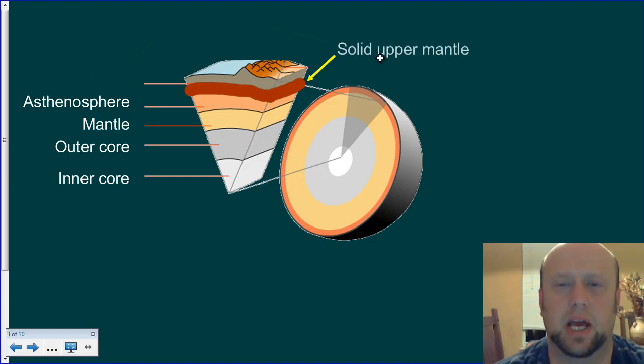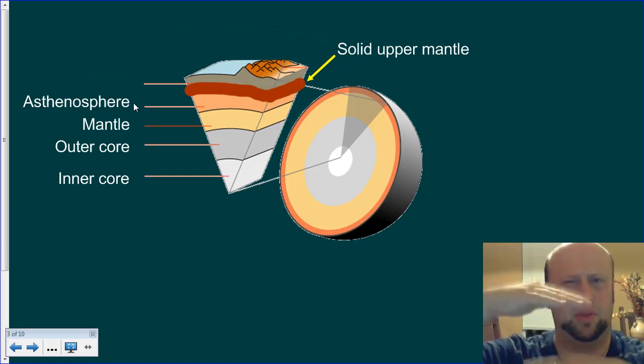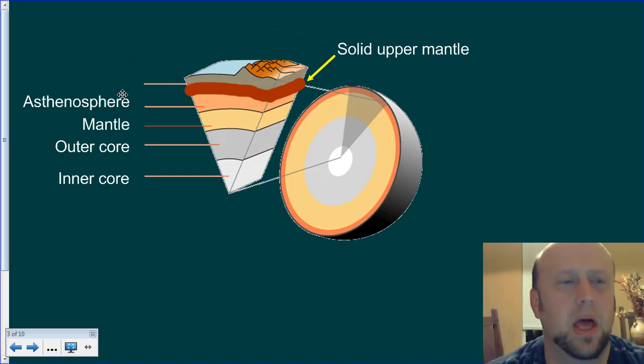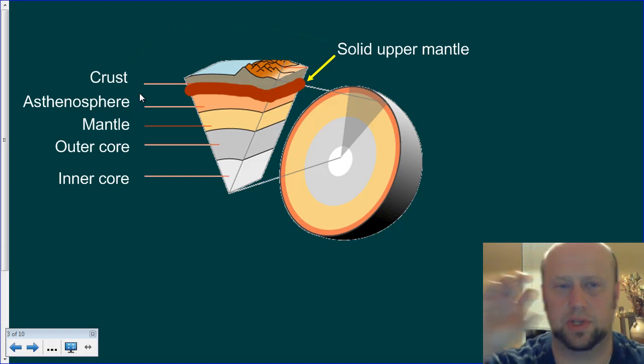And then we've got a solid upper mantle here. That is for the most part solid. It's right above the asthenosphere, though the boundary is a little hazy. And then on top of that, we have the crust. And the crust, of course, is the solid part.